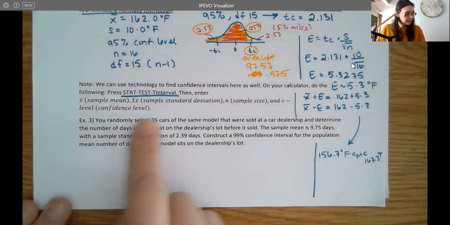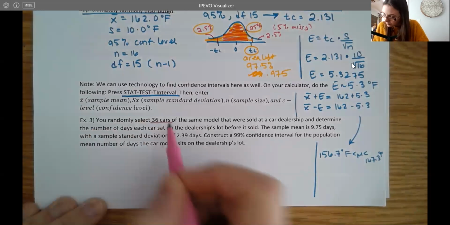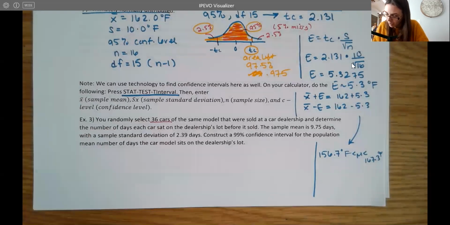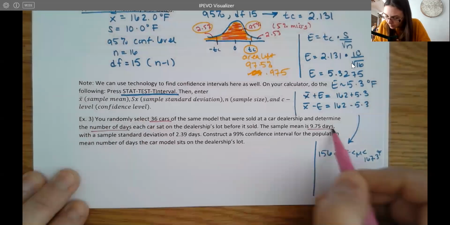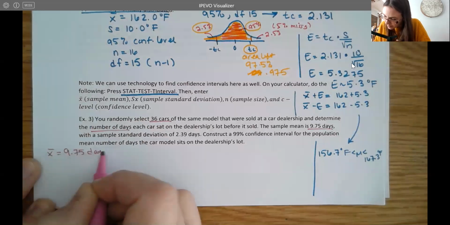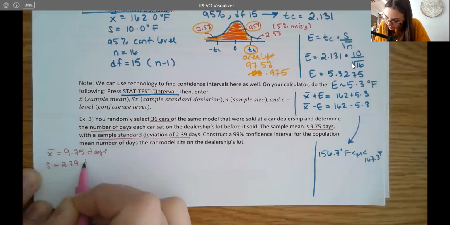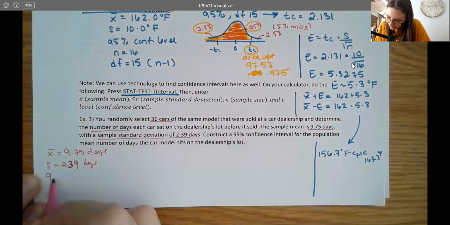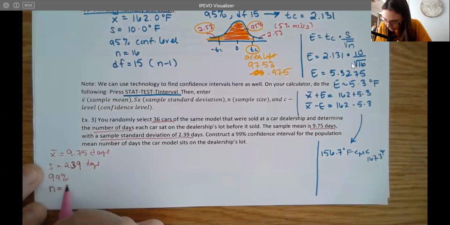So you randomly select 36 cars of the same model that were sold at a car dealership and determine the number of days each car sat on the dealership's lot. The sample mean is 9.75 days, and the sample standard deviation is 2.39 days. Again, notice that we don't know the population standard deviation, we just know the sample. We're going to do a 99% confidence interval. And our sample here is 36 cars.